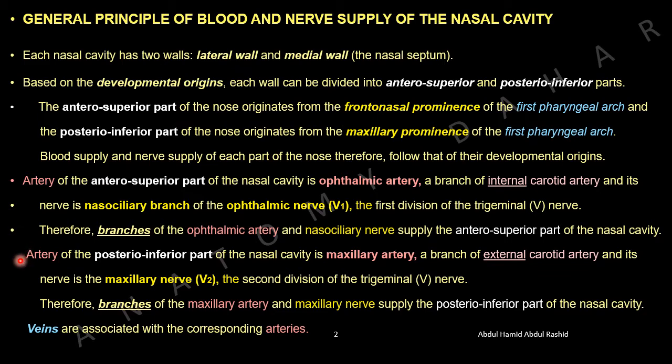Artery of the postero-inferior part of the nasal cavity is maxillary artery, a branch of external carotid artery, and its nerve is the maxillary nerve, that is the second division of the trigeminal nerve. Therefore, branches of the maxillary artery and maxillary nerve supply the postero-inferior part of the nasal cavity. Veins are associated with the corresponding arteries.